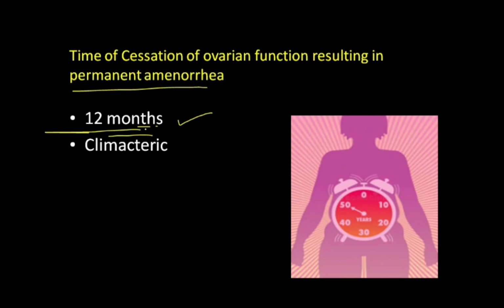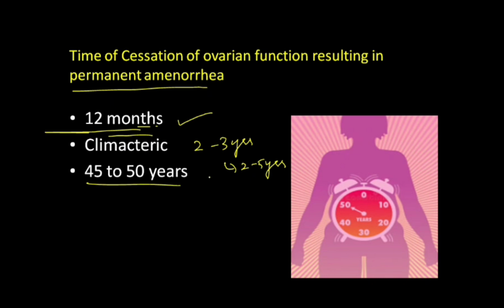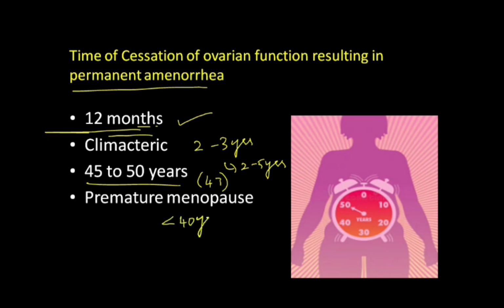Climacteric is a phase which occurs 2 to 3 years before menopause, and it continues even 2 to 5 years after menopause. The usual age of menopause is between 45 to 50 years, the mean age being 47 years. When the woman attains menopause in less than 40 years of age, it is called premature menopause. Whereas if menopause is not attained even after 52 years, it is called late menopause.